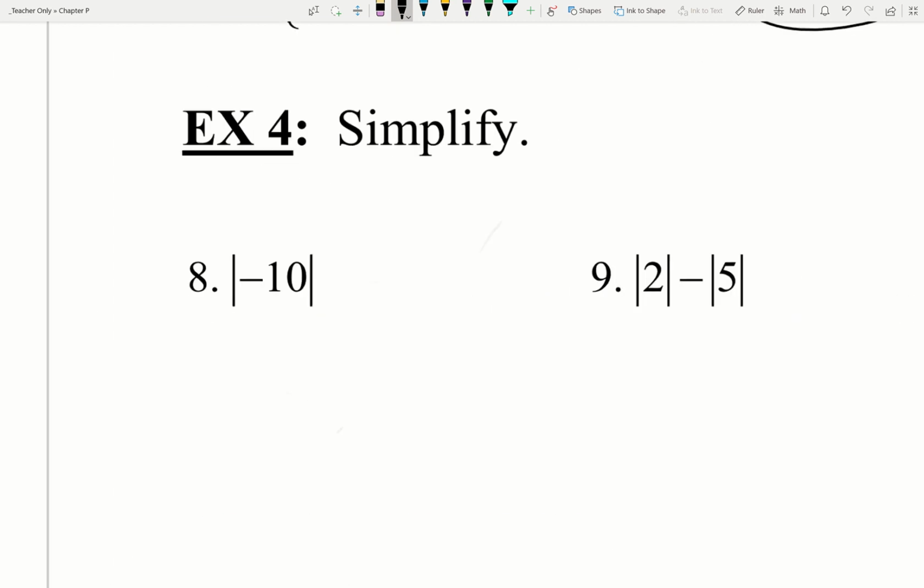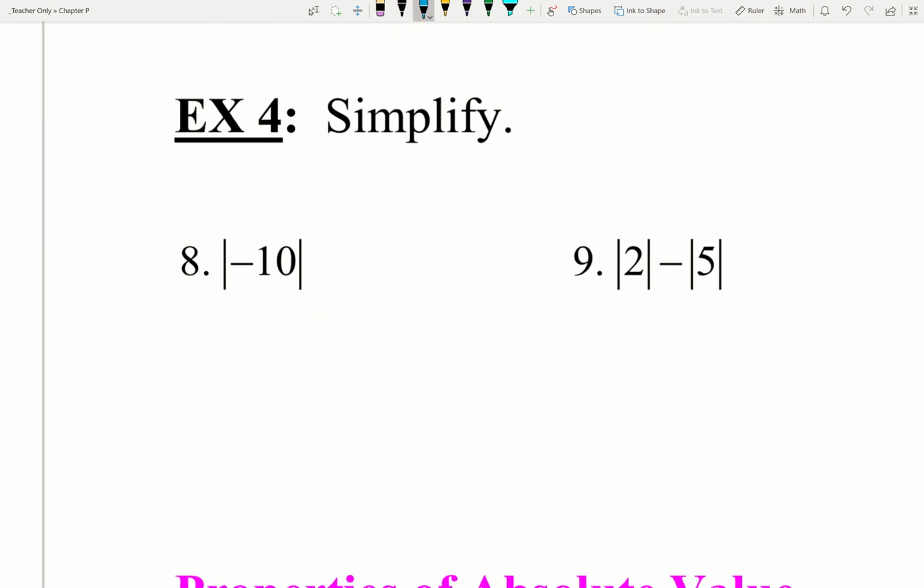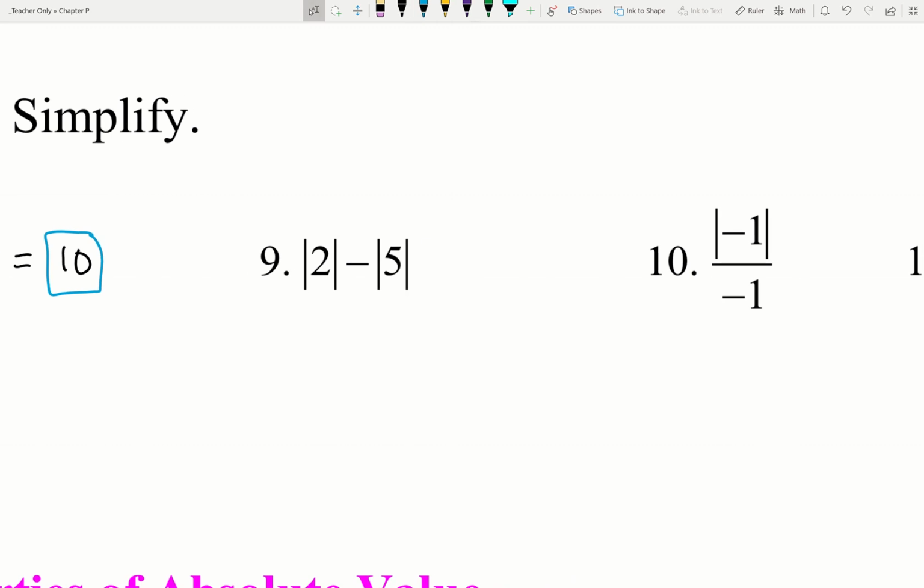So a couple of really easy examples here. Absolute value of negative 10. How far is negative 10 away from 0? Well, it's going to be 10 steps away from 0. So the absolute value of negative 10 is going to be positive 10. Okay? Some operations with some absolute values. So maybe we find the absolute values here first and then simplify. So the absolute value of 2, how far is 2 away from 0? Well, of course, that's going to be 2 steps away from 0. How far is 5 away from 0? Well, that, of course, is 5 steps away from 0. And then after that, we want to just subtract. So 2 minus 5 is going to give us negative 3.